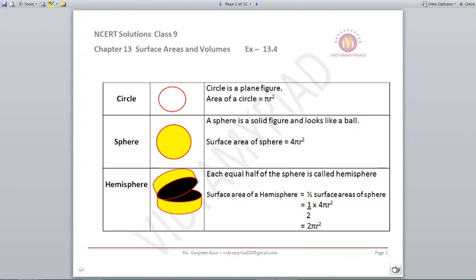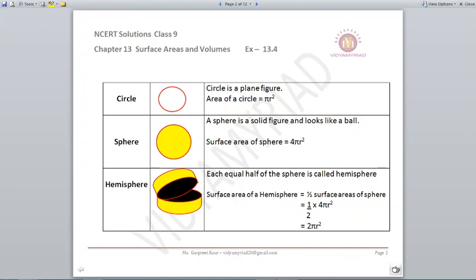First of all, the first figure which you see, you know that this is a circle and it is a plane figure, and area of a circle is pi r square. Same way, if we want to have a 3D figure or a solid figure like a ball, a moon or the earth, the round figures, that is known as a sphere, and the surface area of a sphere formula is 4 pi r square. Now if you know the area of the circle, pi r square, you can very easily find the area of a sphere, that is 4 pi r square, which is a solid figure or 3D figure.